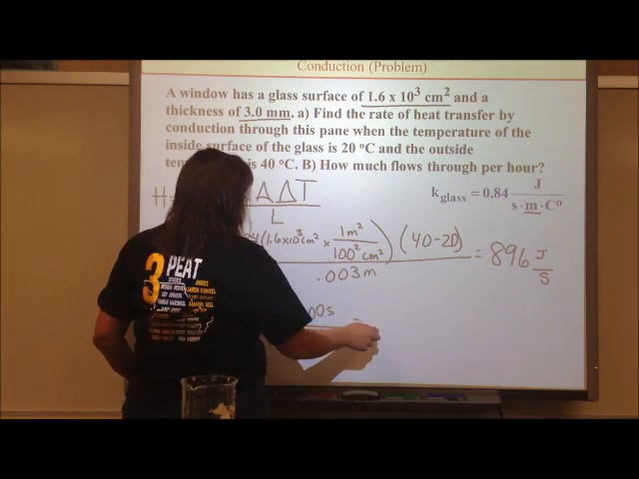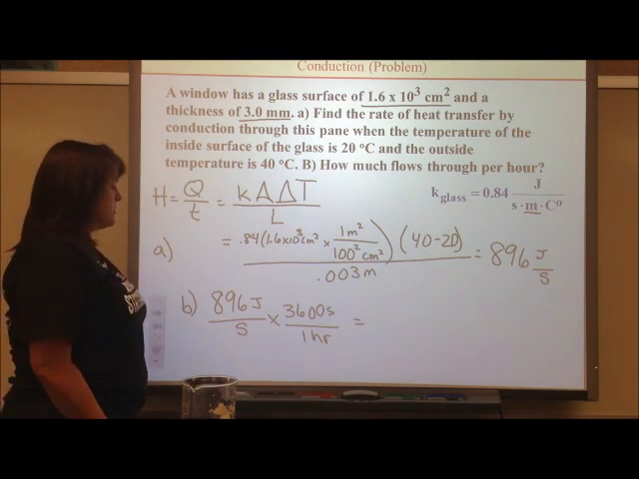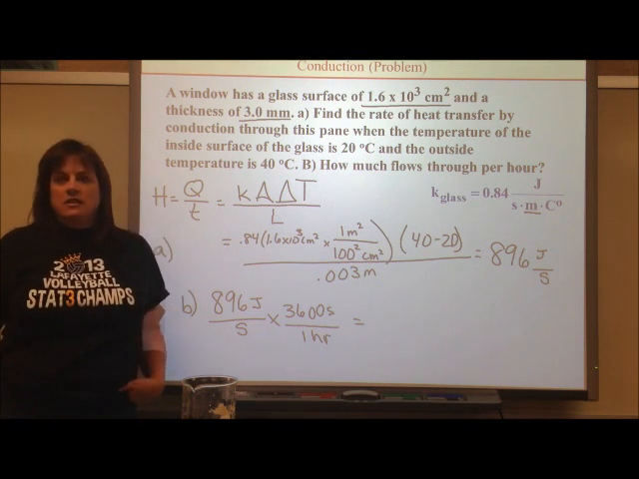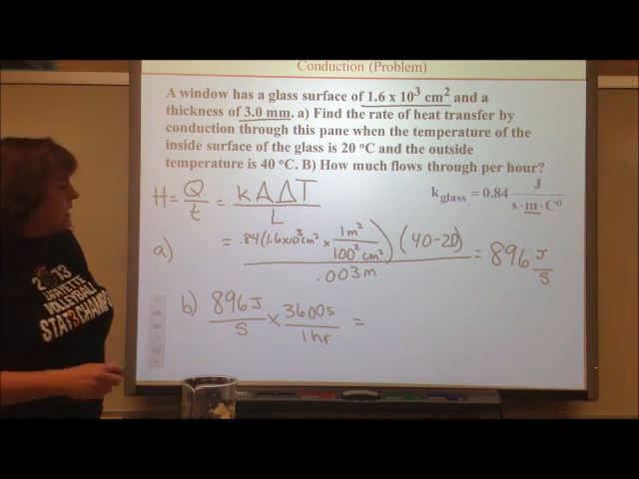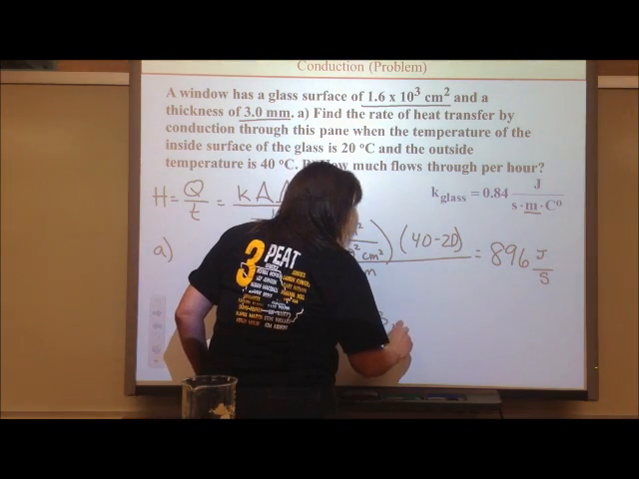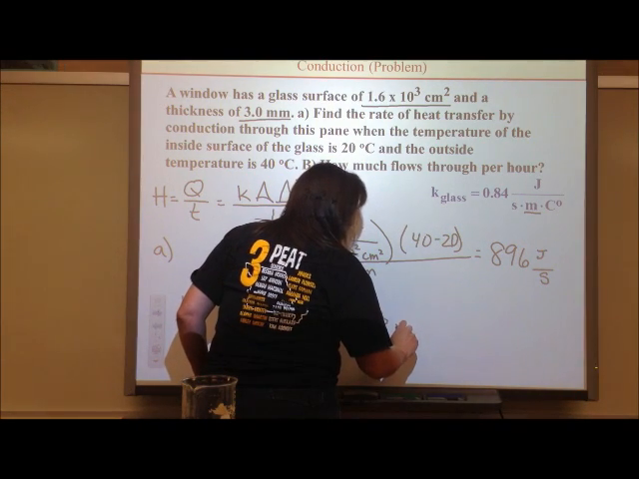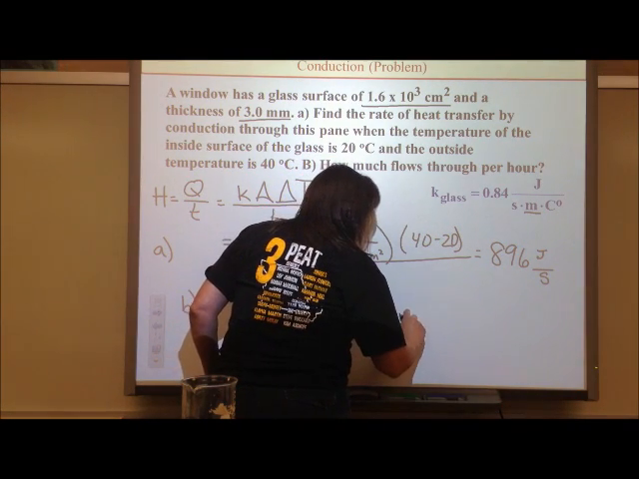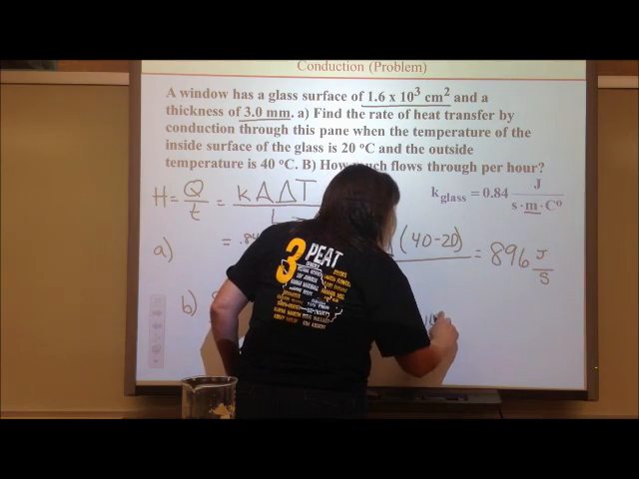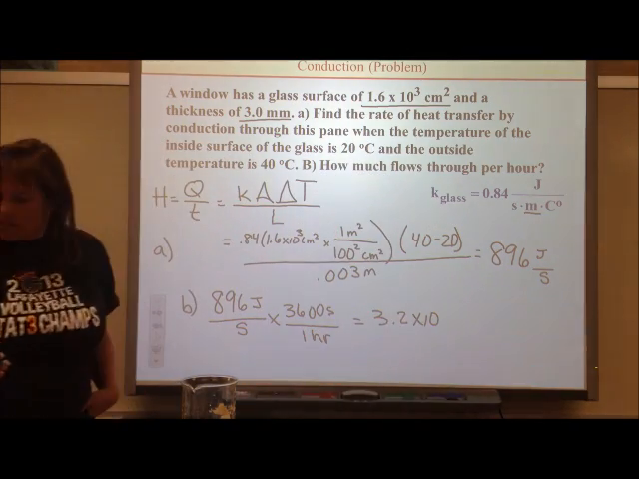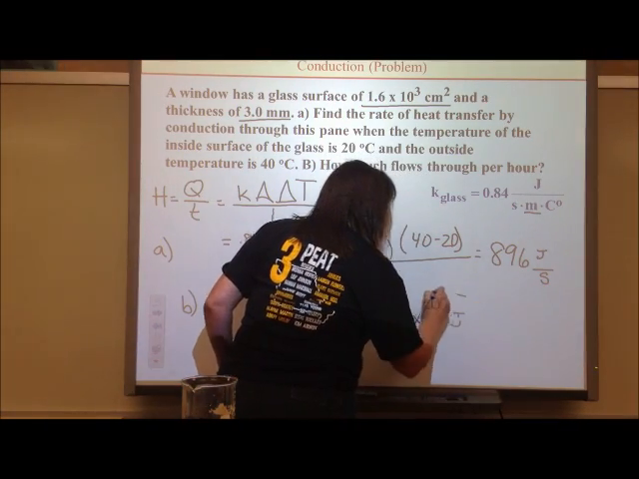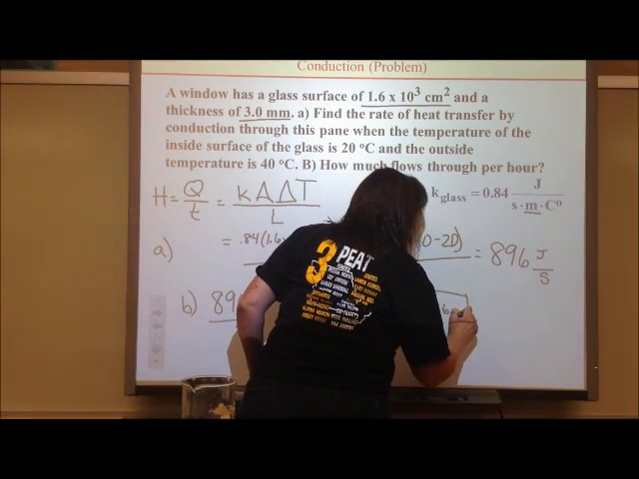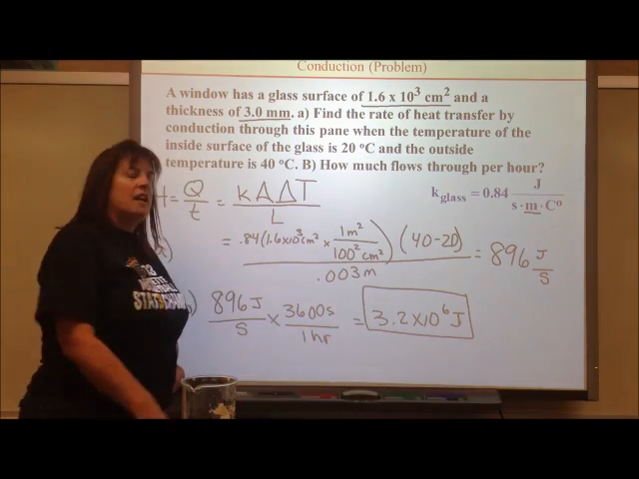So if I multiply 896 joules per second times 3,600 seconds per hour, I will come up with a very large number, 3,226,000, I think. So I'll just round that to 3.2 times 10 to the 6th joules. That's quite a few joules in an hour. Think about that in a day.